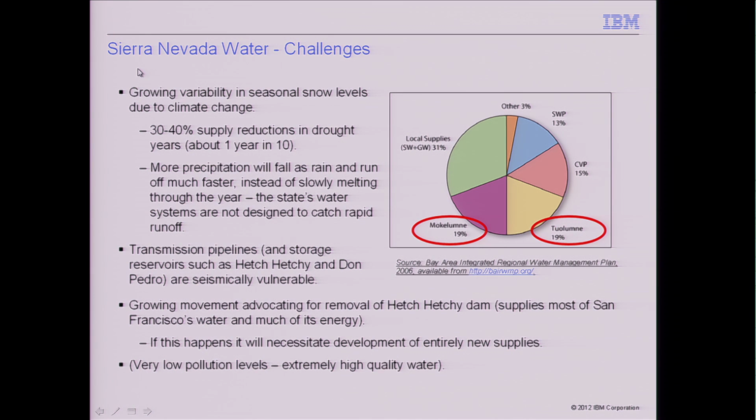So if you look at the water from the Sierra Nevada, there's a number of problems there. The supply reductions are happening. As I mentioned before, as more precipitation comes, it's more difficult to capture it with the existing infrastructure. In addition, things like the Hetch Hetchy and Don Pedro reservoirs are under some stress. Apparently, the Hetch Hetchy's problem is that they want to take it apart.